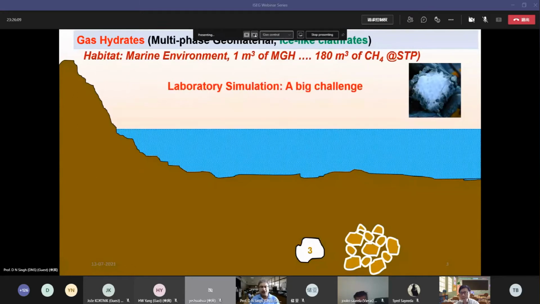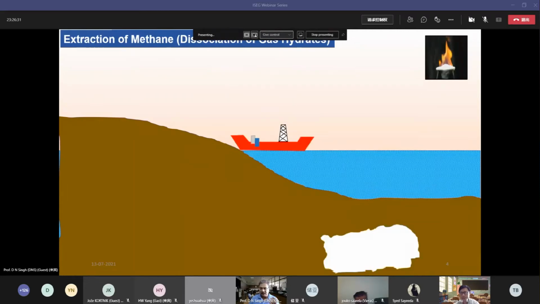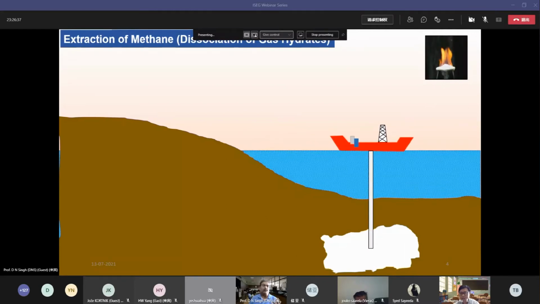So laboratory simulation is a very big challenge in this context. And once you have synthesized this, then the oil industries are asking a question: how would you extract methane from the reservoirs which are rich in the hydrates? So I have shown here an animation. If I want to liberate energy coming out of the hydrate bearing sediments, what I have to do is go for an exploration and drill a well. And this is the formation in which the gas hydrate bearing sediments are. We call them hydrate bearing reservoirs, from where, if I extract, methane gas will come out.